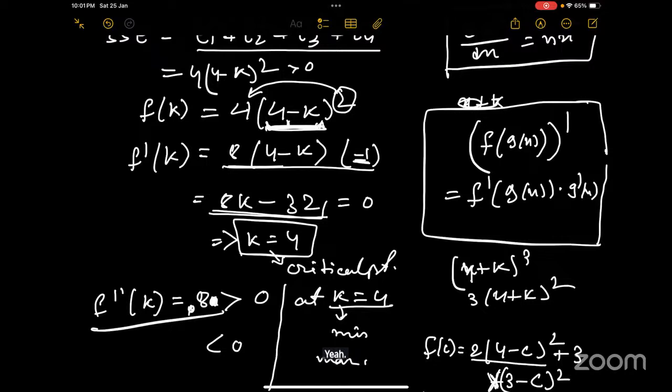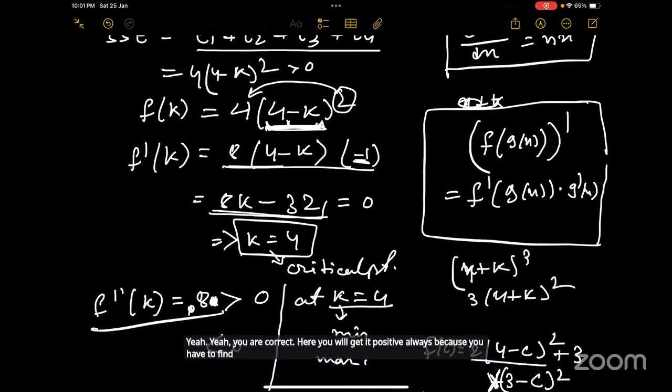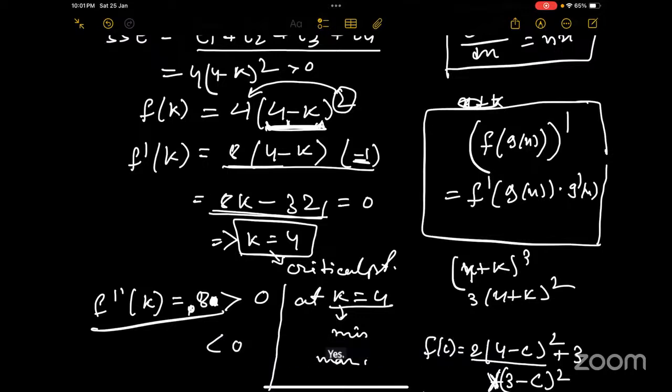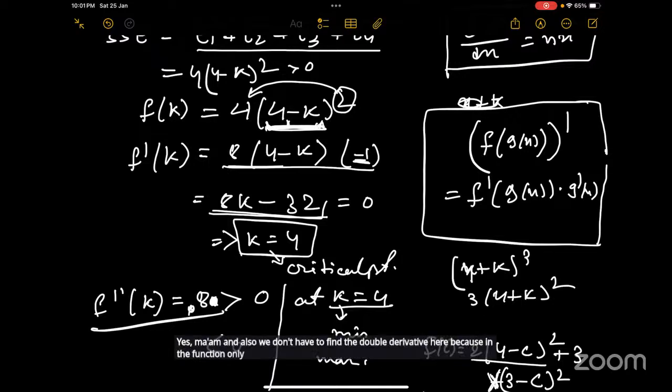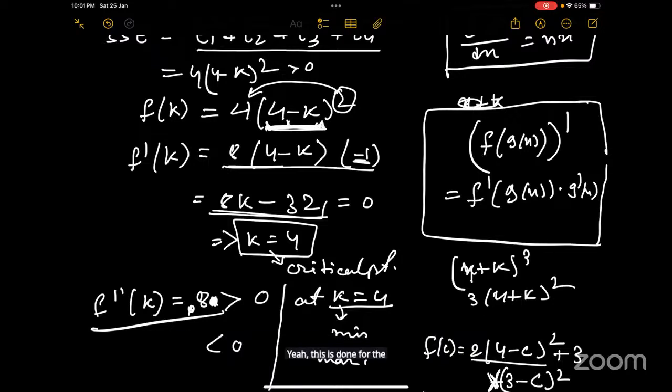Yes, ma'am. Yeah, you are correct. Here you will get it positive always, because you have to find the minimum error. And also we don't have to find the double derivative here, because in the function only we can see that at k equal to 4 we have f of k equal to 0. This is just for the verification. It is enough if you just calculate the critical point, but it's always better to verify it up to the end, right?